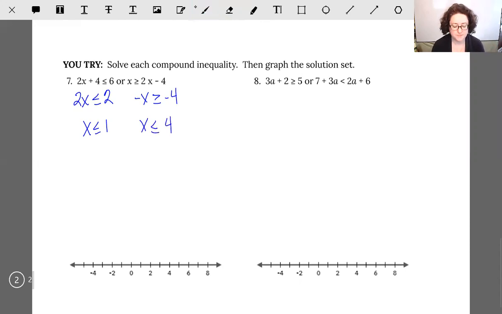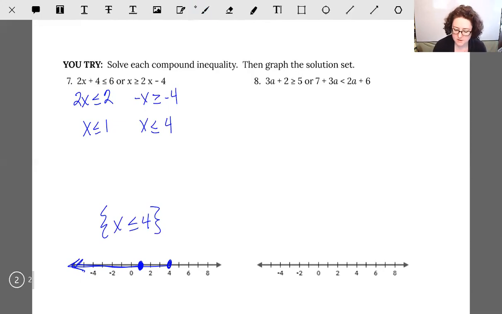Well, wait a second. x is less than or equal to 1, and x is less than or equal to 4. So we have a 1 less than. We have a 4 less than. We want to include every possible thing, so the x is less than or equal to 1 is actually included in x is less than or equal to 4. So our solution set is really just x is less than or equal to 4.